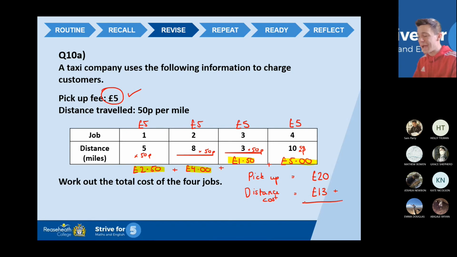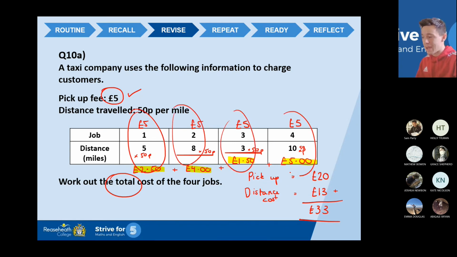Now, if we add up all of those jobs then, because we want the total cost, we're going to get £33. Now, that's one way in which you can do it. Some of you may have worked out the total for that, then the total for that, then the total for that, and then the total for that, and then added them together. That's absolutely fine. I've just done it slightly differently. But if you've got £33, then you've arrived at the right answer, and it doesn't really matter how you've done it, as long as you've not cheated, okay?